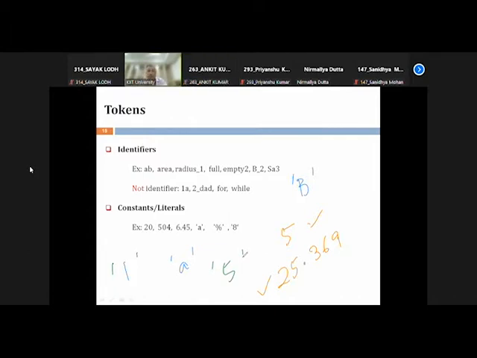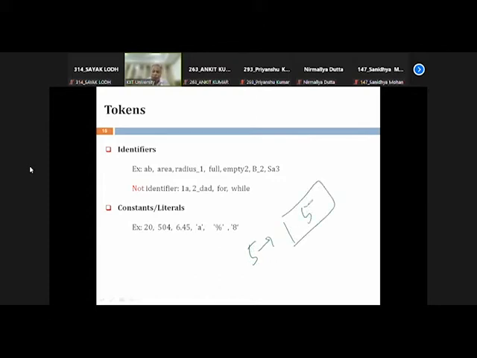Let me tell the difference between integer and character constants. When I say 5, in the memory 5 will be stored. But when I say character 5, the ASCII value of 5 will be stored inside the memory. Every character has a corresponding ASCII value. When I say 5, 5 will be stored inside the memory location. When I say single quote 5, the ASCII value of 5 will be stored.